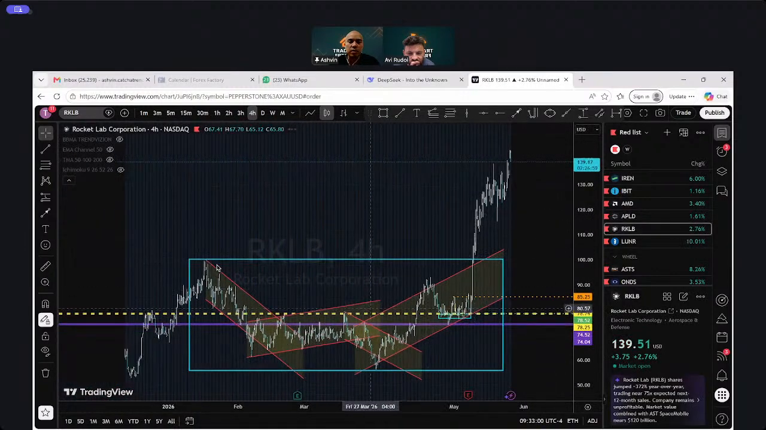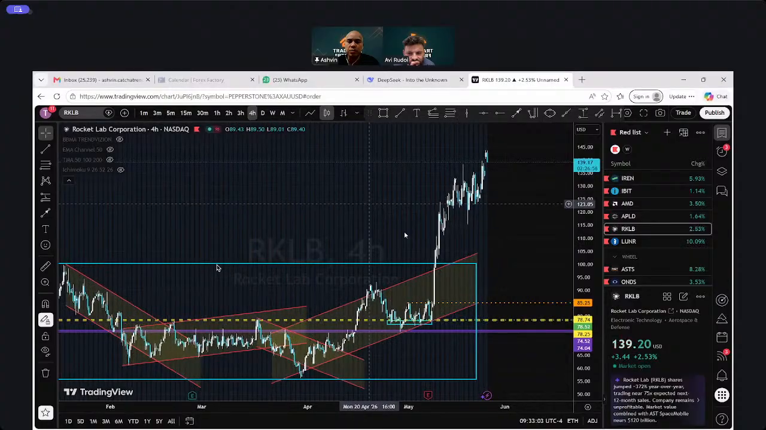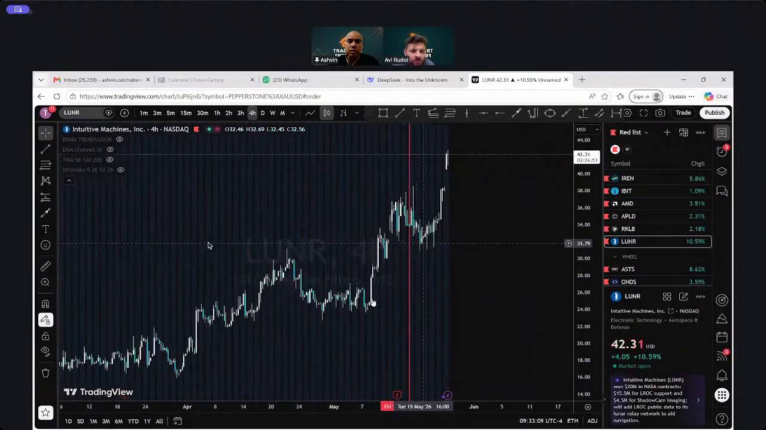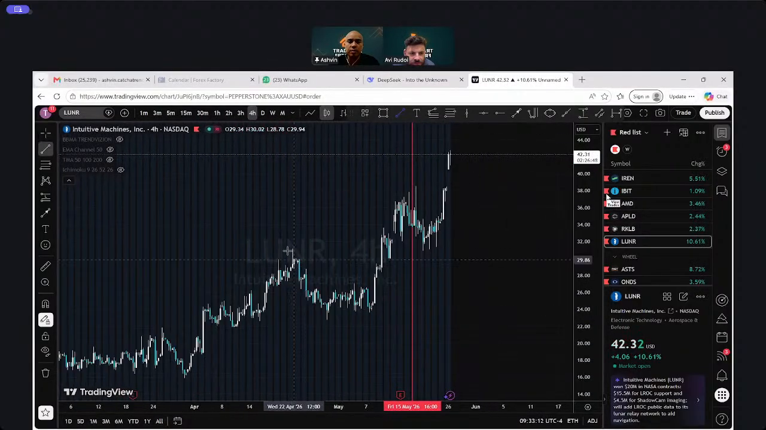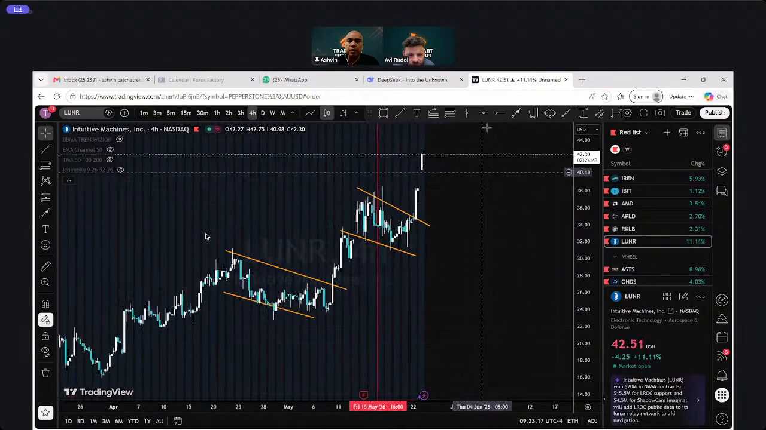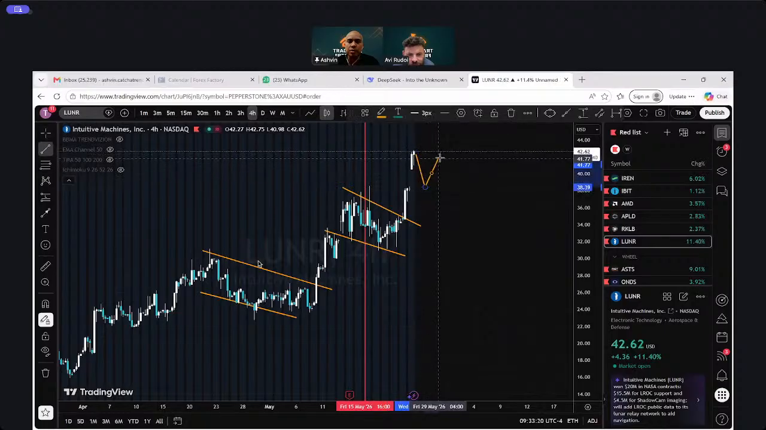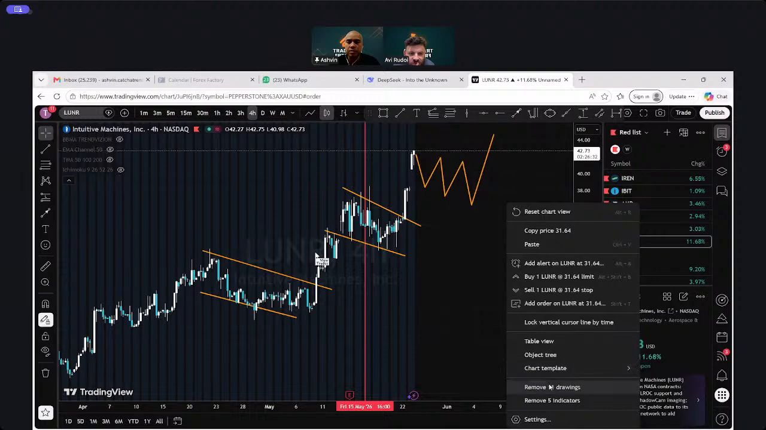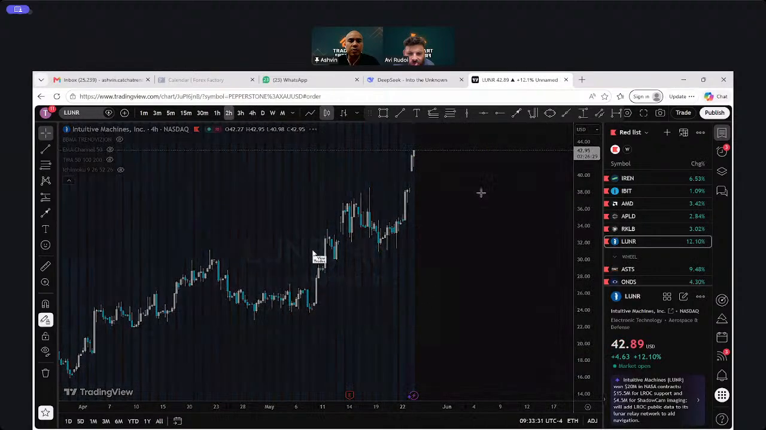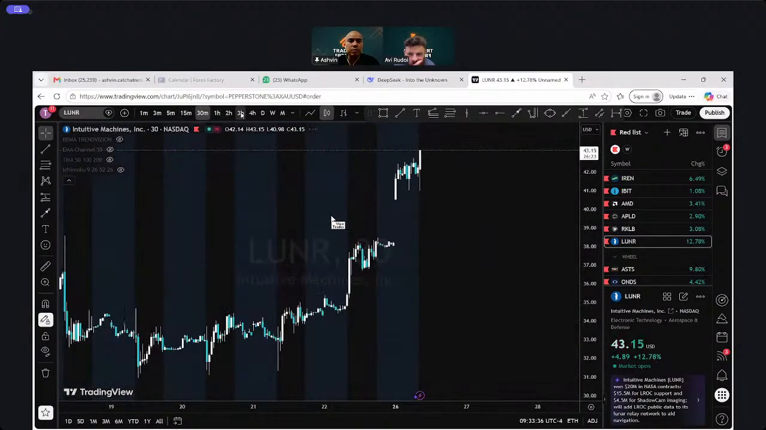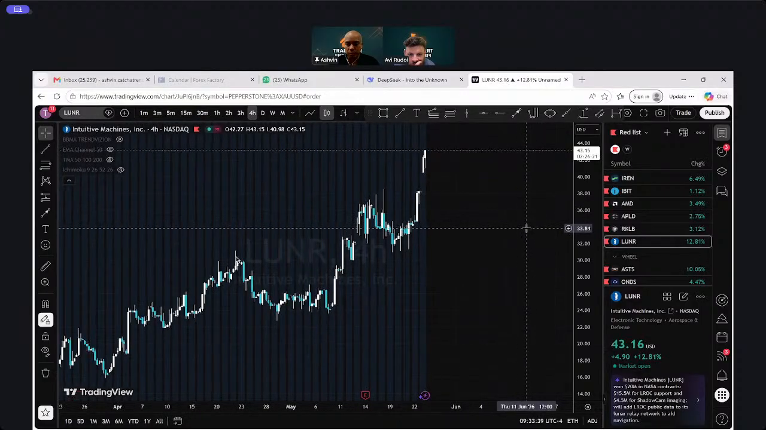I think Rocket Lab, the minute it came out of the range, it's pushing up, so nothing to touch. Luna is just breaking, just basically bull flag, and it's just pushing up. So I think the next is a correction and then a push up like this. Luna is just one of those stocks that we're just waiting for it to correct. There's nothing much we can do right now on Luna or for the wheel strategy.